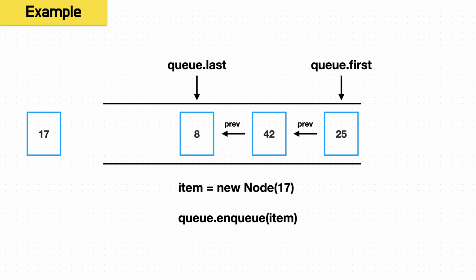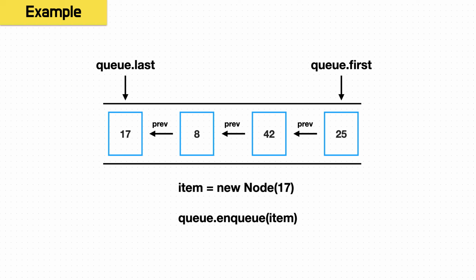The next method we're going to implement is queue.enqueue, which adds a new item. Here, we create a new linked list node, new node 17, and now we call queue.enqueue of the item. So we add the node to the end of the linked list, and then we update queue.last's prev pointer to point to this new node. Now we update queue.last to point to the new last item. And now we've successfully added a new node to our queue.